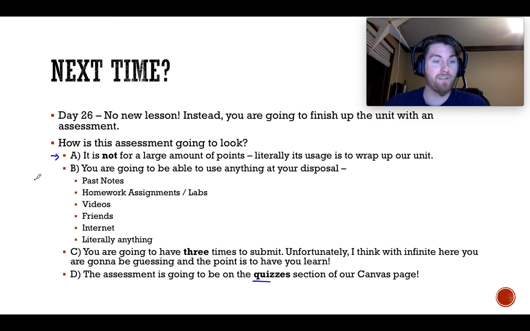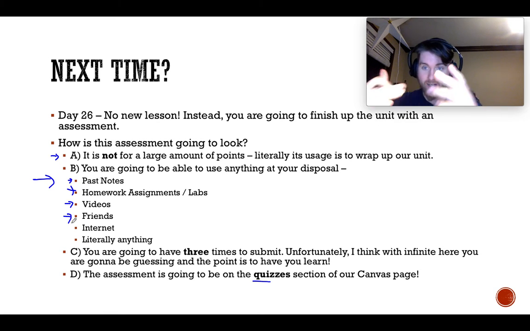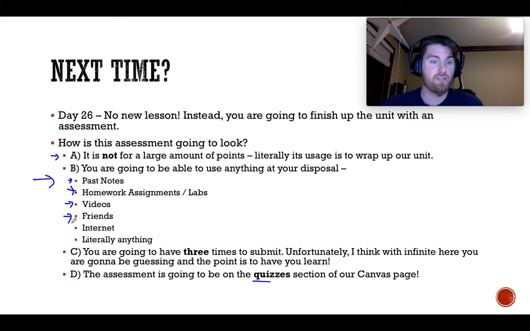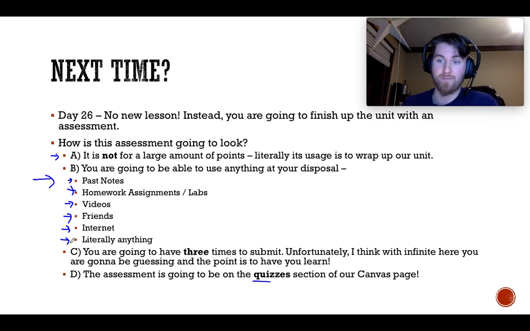Now, unlike a normal test, you are going to be using anything at your disposal. Literally, hands up in the air, anything at your disposal. So you can have past notes in front of you, you could have homeworks, labs. You can use the videos that I've been posting on Canvas. You can text your friends and have a group chat. Fine, don't mind. You can go on the internet. There is no physical way in which you could have academic dishonesty with this assessment. There is literally anything at your disposal, except me.